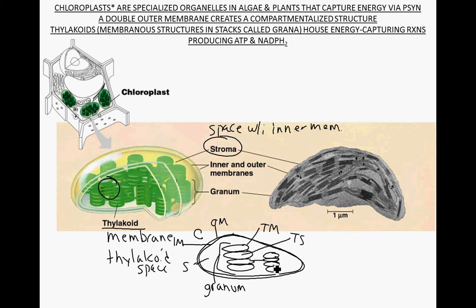So if you look at the electron micrograph over here, you can see that these things here are the grana, stacks of them. And then you can see the little connections between the stacks there in the electron micrograph. Okay, so structure of the chloroplast, important to know. What you should also do then is probably compare and contrast this to the mitochondrion.